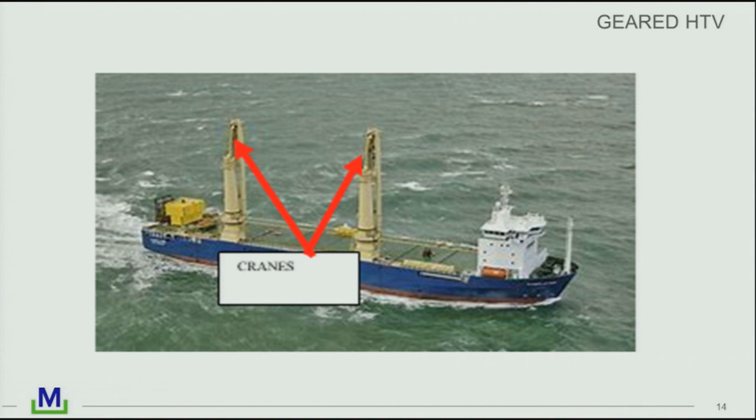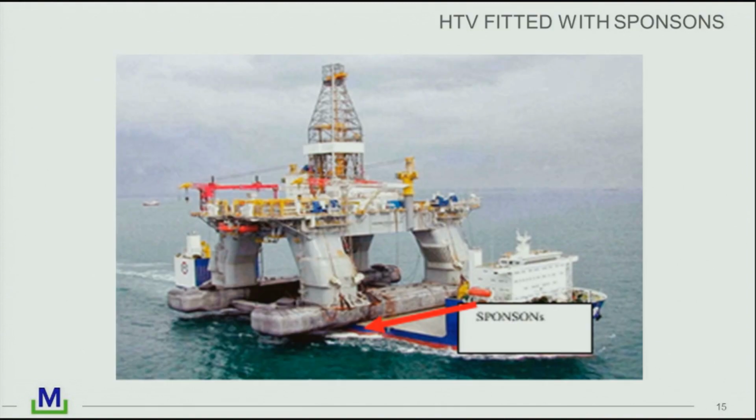So this is a geared heavy transport vessel, big deck cranes, maybe up to 900 tons capacity each, and there's some stability pontoons that it can put into the sea if it needs to increase its GMs during lift. Sometimes on these heavy transport vessels they need to add extra sponsons to provide more buoyancy and more stability. And again, the buoyancy of the cargo will be taken into account here.